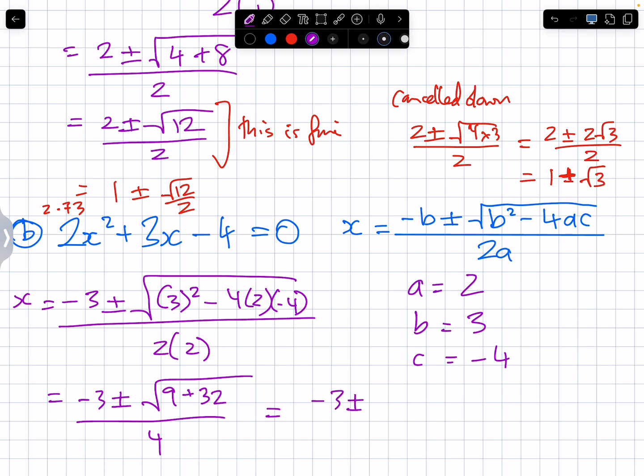-3 plus or minus 32, 33, 34, 35, 36, 37, 38, 39, 40, 41. Root 41 and 4. Leave it like that. I don't think 41's cancelable down. So that's the answer you'll probably get in the back of the book. Get the examples down that you need.